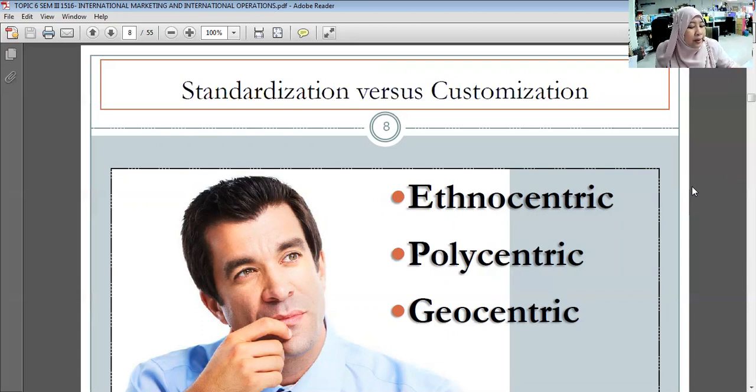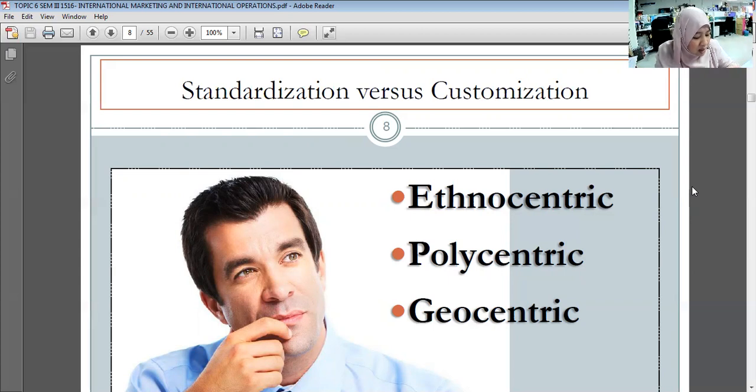Now, if you turn to page 177, they explain these three terms: ethnocentric, polycentric, geocentric. So what is this? Ethnocentric, on page 177: the ethnocentric approach is easy to use. It's been stated in the text. However, it may not be desirable because sales may be lost as a result of failing to consider the needs of the foreign markets.